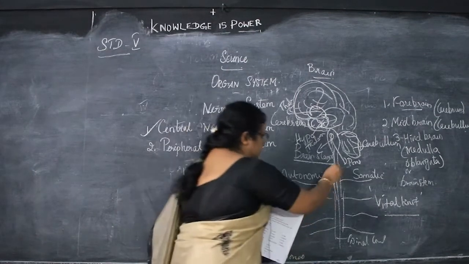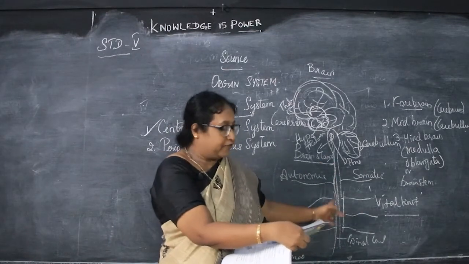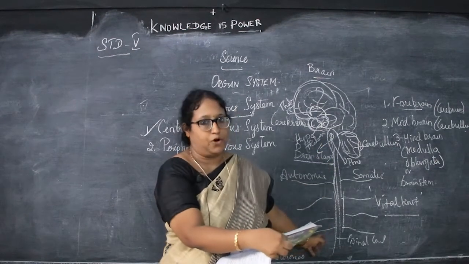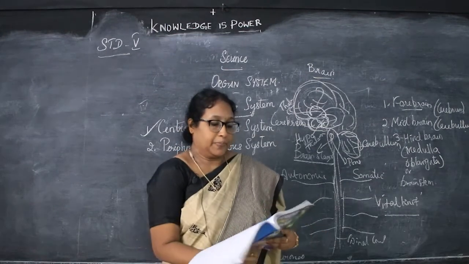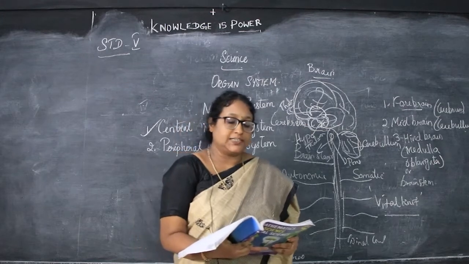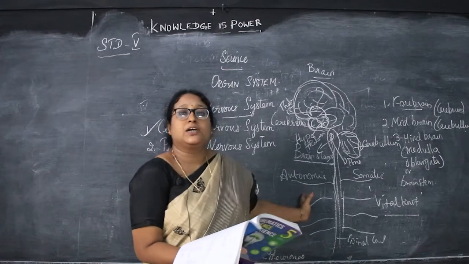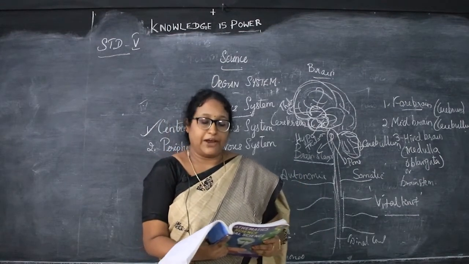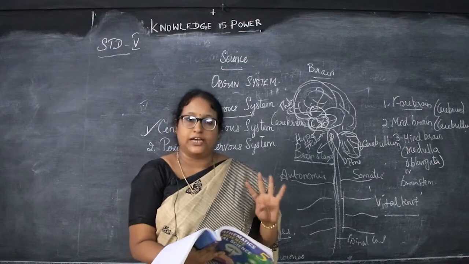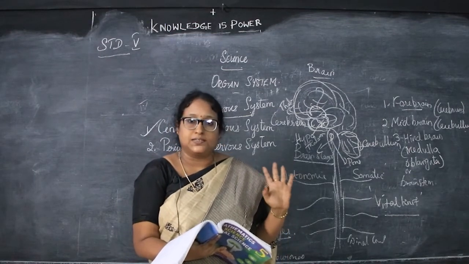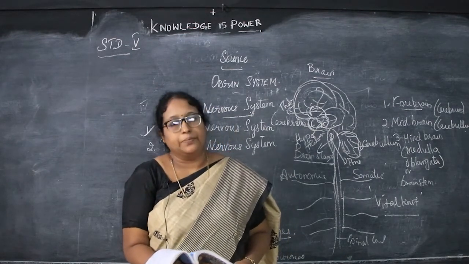Next is the spinal cord. It's a long tube-like structure which extends from the brain along the backbone of our body. The brain needs a continuous supply of oxygen for better functioning. The brain loses the ability to function when it does not get oxygen for more than 4 minutes. Enough sleep and healthy food increase the efficiency of our brain.